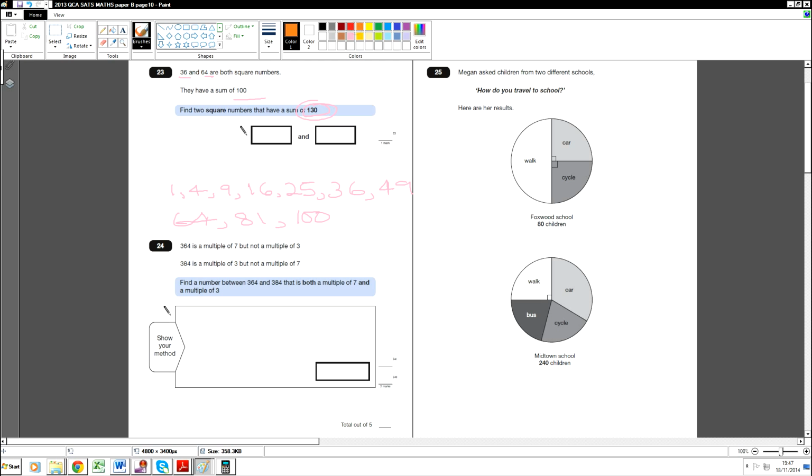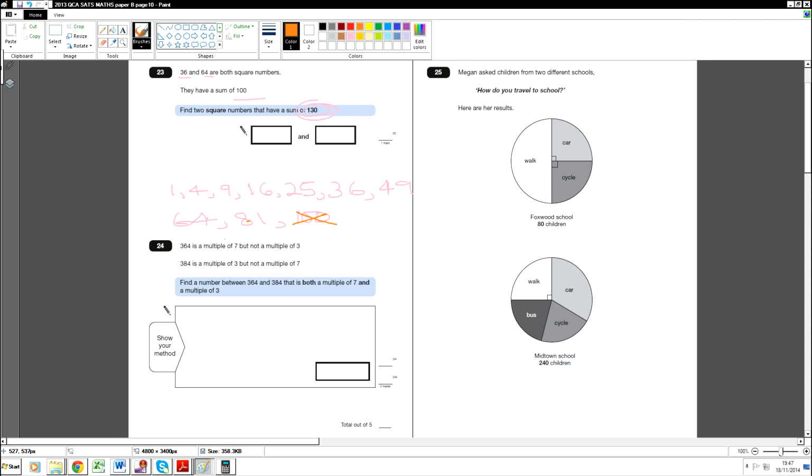So let's have a look at what numbers we could use to make 130 from these. Well, we can't use 100, can we? No. We can't use 100 because there's nothing else which is 30. Now let's have a look at the numbers. 25 looks a bit small. What about 25 and 81? That will give you 106. No, that's not good.